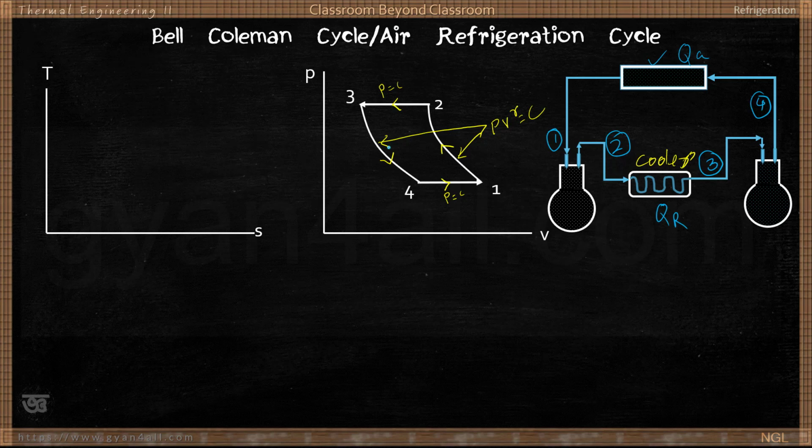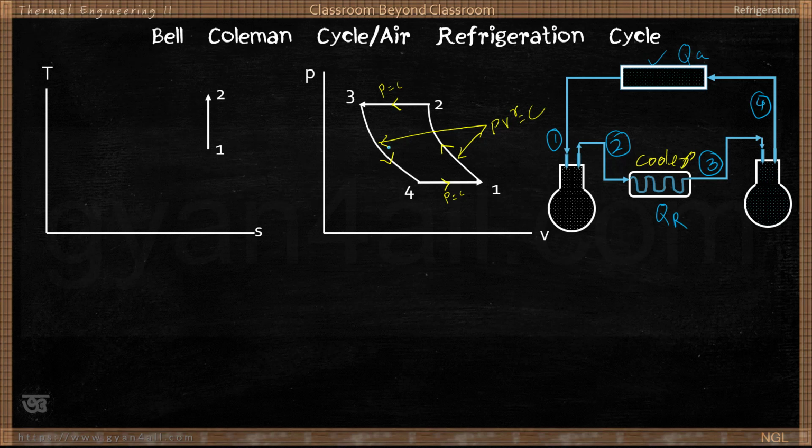Now you look at the TS diagram. So the same processes are represented in a TS diagram. Say process 1-2 is what type of process? You have already said, this is an isentropic compression. So in the TS diagram, we can see the entropy remains constant. That means an isentropic process. You see process 1-2 is an isentropic process. From the PV diagram we can see it is a compression process. From the TS diagram we can see this is an isentropic process 1-2.